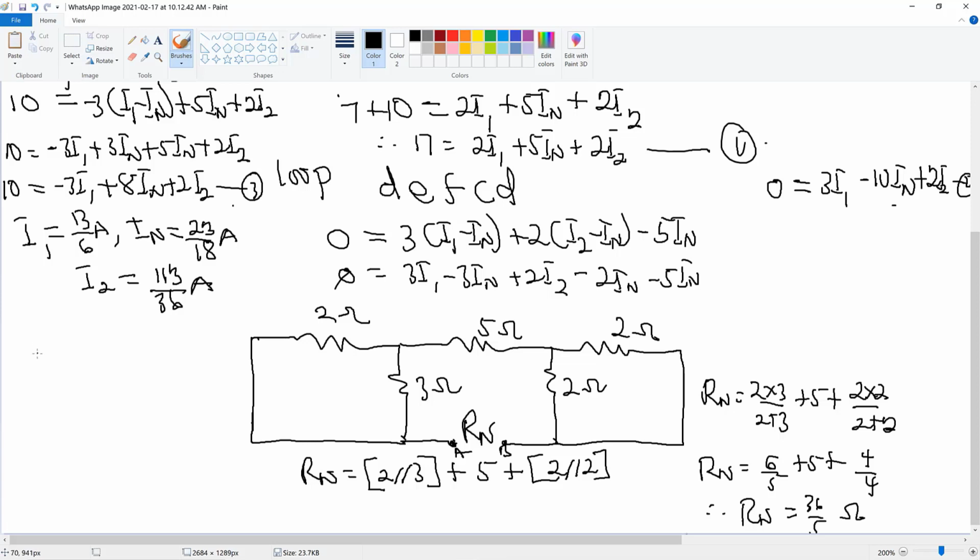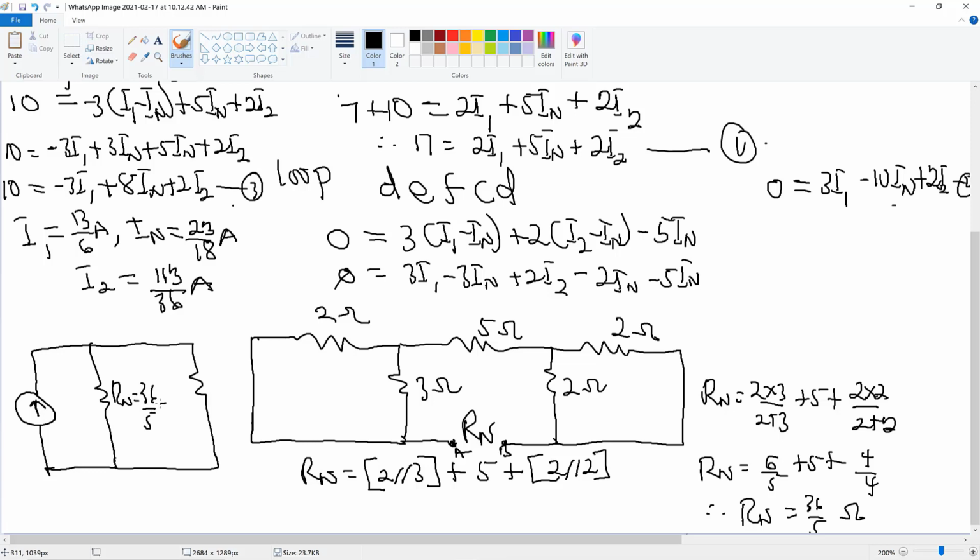So the Norton's equivalent circuit is the Norton's current being parallel to the Norton's resistor and then the load resistor. So we have our Rn here to be equal to 36 over 5 ohms, and then we have our load resistor RL to be equal to 2 ohms. The Norton's current IN, as we found, was 23 over 18 ampere.